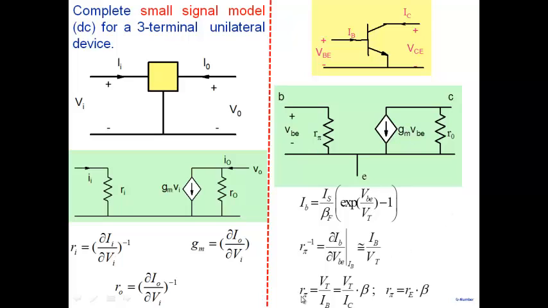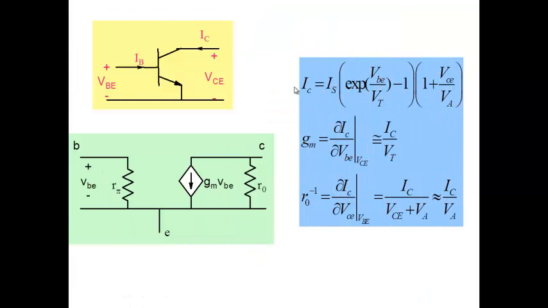Sometimes this R pi that you see here is written as RE times beta here. The first term VT by IC is what we call RE, and beta is here. Okay. So IC, we have seen this expression here. If I take its derivative with respect to VBE, we get GM, del IC by del VBE here. We get approximately equal to IC by VT here. Approximately, where to calculate GM, I've neglected this particular factor here. Okay, IC by VT here.